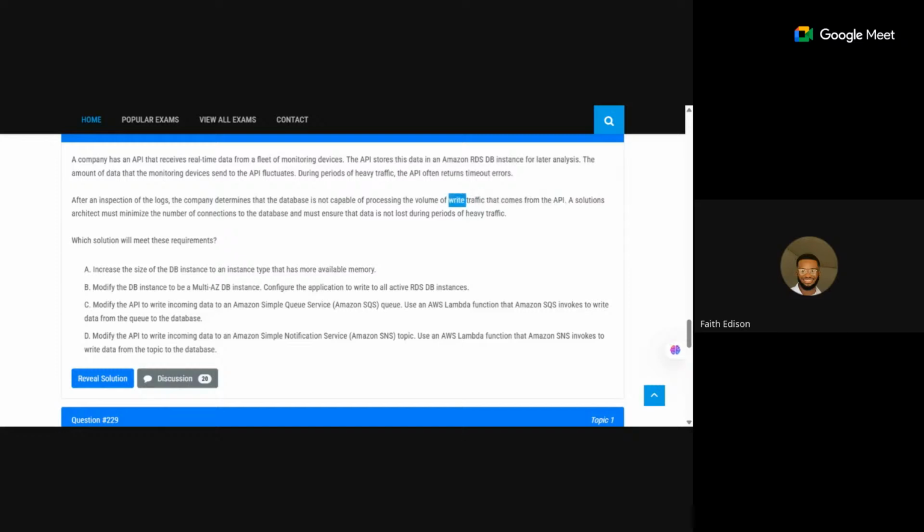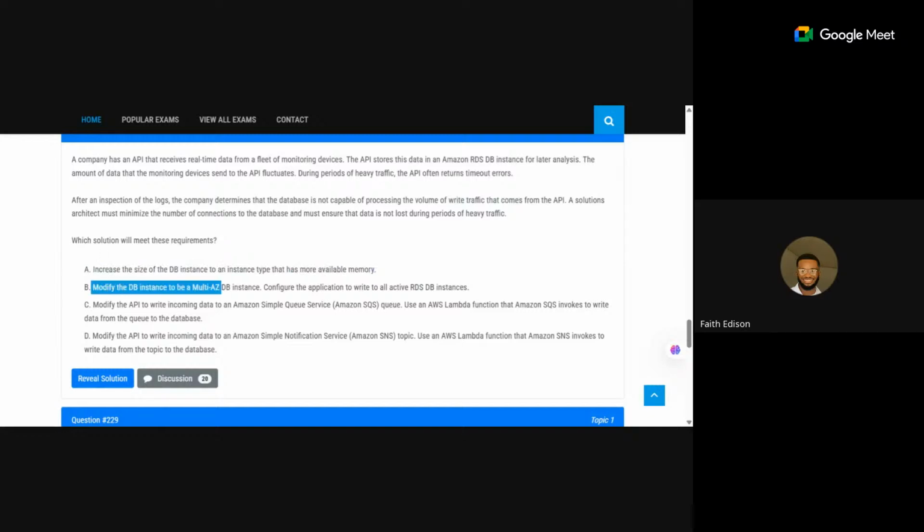Okay, write traffic, this is key. A solutions architect must minimize the number of connections to the database and must ensure that data is not lost during periods of heavy traffic. So I'm thinking scaling to increase the size of the DB instance. You need something to take that peak load and buffer the rise in traffic for that peak load.